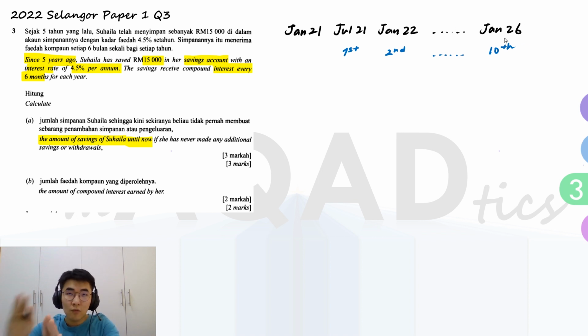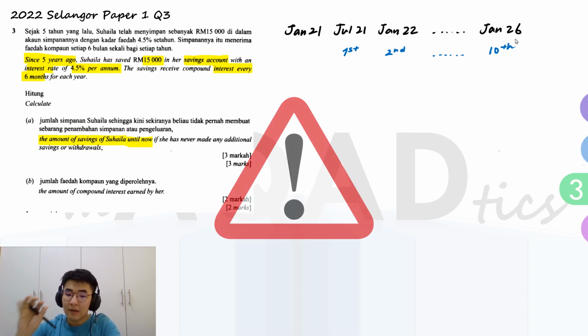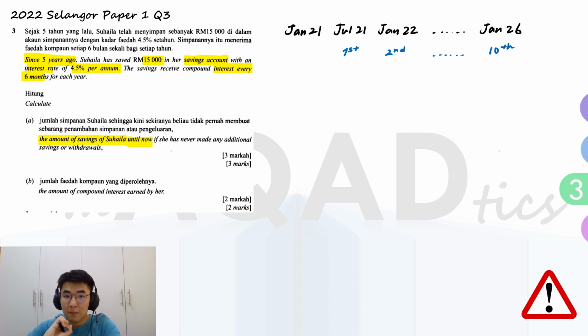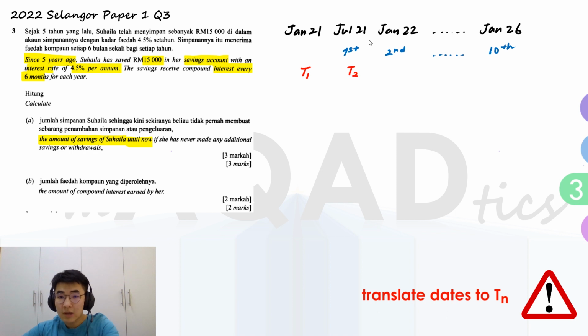Okay, so now to find a faster way to find this amount, we can use the concepts that we learned in this chapter. We translate all these dates into which term. Okay, so let's say January 2021, I would denote this as T1, our first term. July 2021 would be T2, and so on. So here we receive 10 interest payments. So for January 2026, here would be 1 plus 10. So here will be T11.